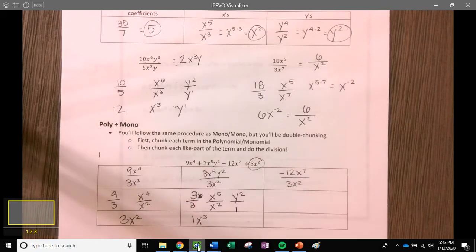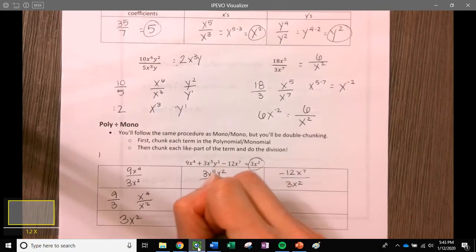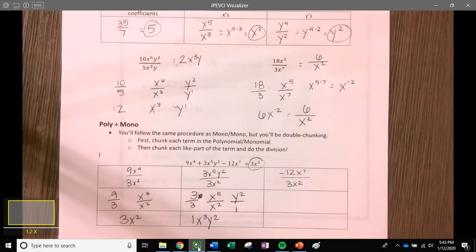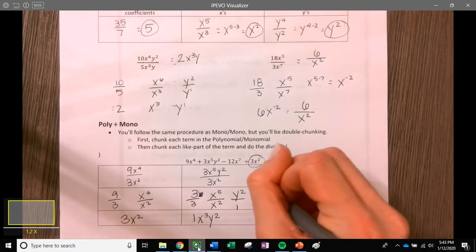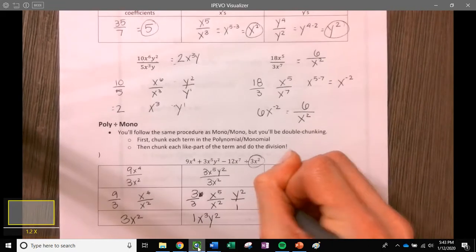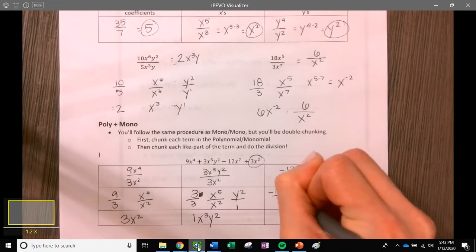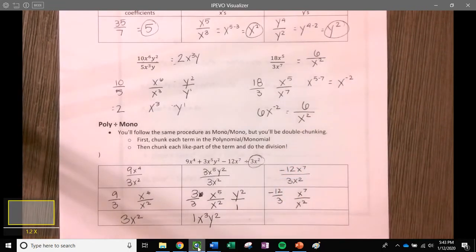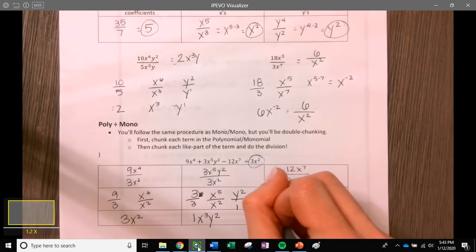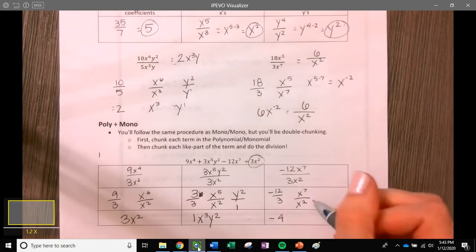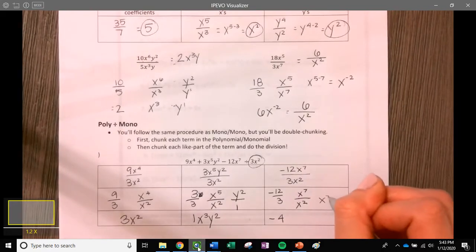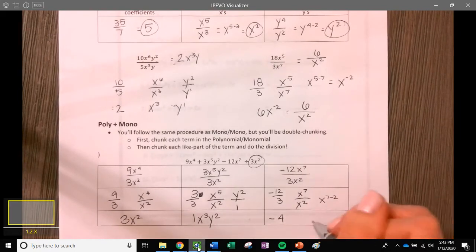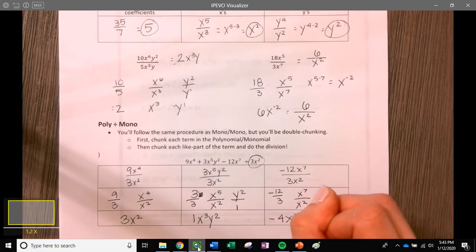It's 3. And y squared divided by 1 is just y squared. All right, last but not least, negative 12 divided by 3, and x to the seventh divided by x squared. Negative 12 divided by 3 will give me negative 4, and x to the seventh divided by x squared, same thing as x to the 7 minus 2.